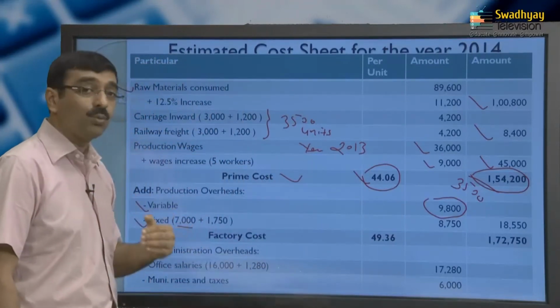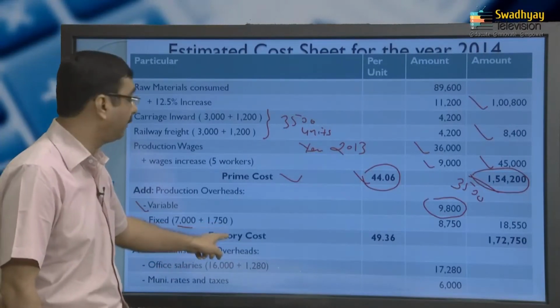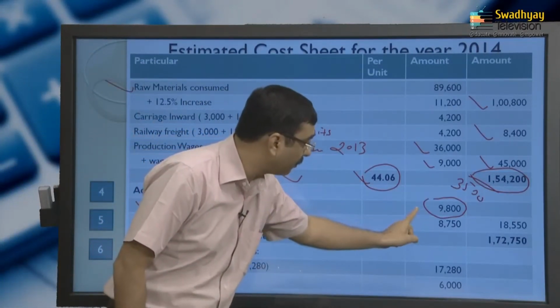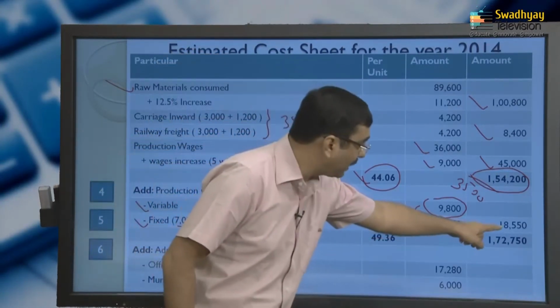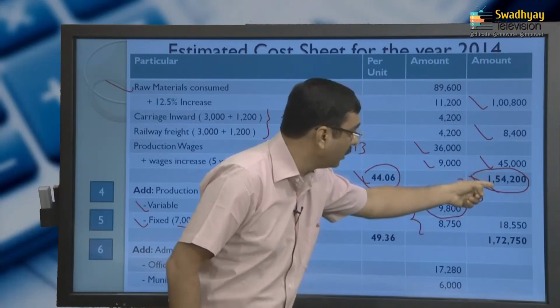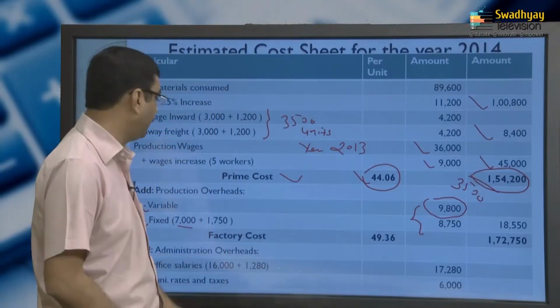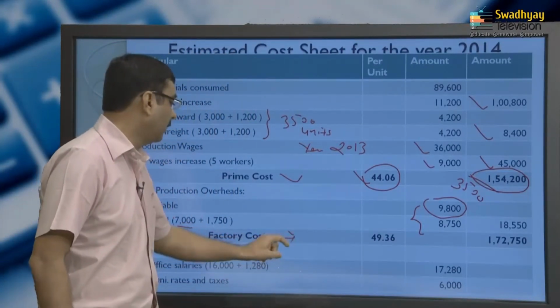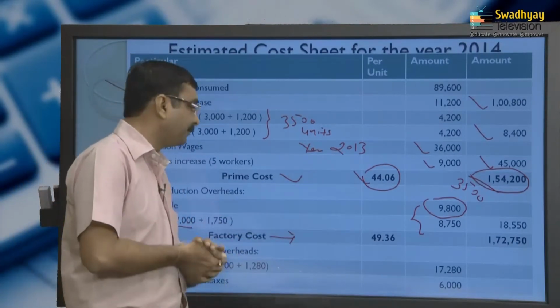But fixed expenses were increased by a certain percentage, that is increased by 1,750, which comes to 8,750 rupees. The total amount of production expenses, including fixed and variable, is 18,550. Added to the above prime cost, the total cost would be 1,72,750 rupees, and that is your second answer, factory cost. This is your factory cost. Again it is divided by 3,500 units to identify the cost per unit, and that is 49.36. So this is your second answer.